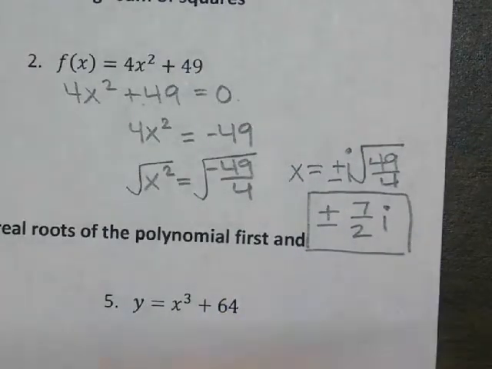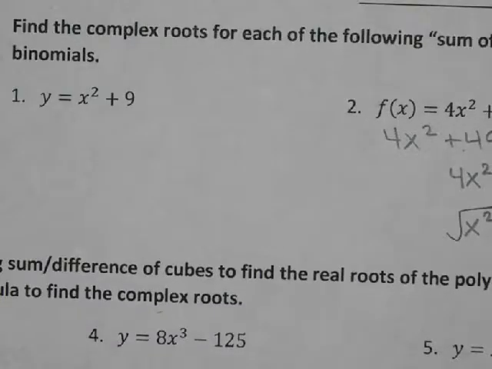Those are the imaginary roots. If we had an imaginary graph, those would be the imaginary x-intercepts. But they're imaginary, so they don't show up. Kind of weird, but that's how it works. Okay, I want you to go back to number 1 and try number 1.